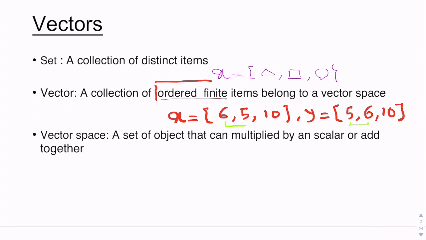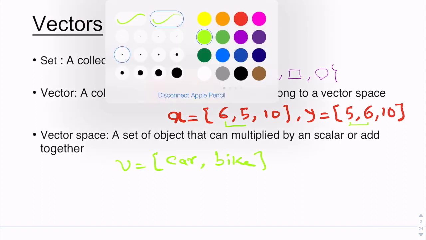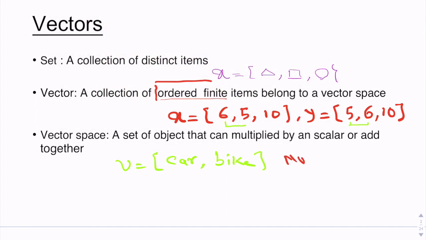So for instance, if I define a vector V as a car and a bike, this is not a vector, for the reason that I didn't define how we can multiply this vector by a scalar, right? For instance, if I want to multiply 5 by V, then how can I multiply 5 by a car, like 5 times car?